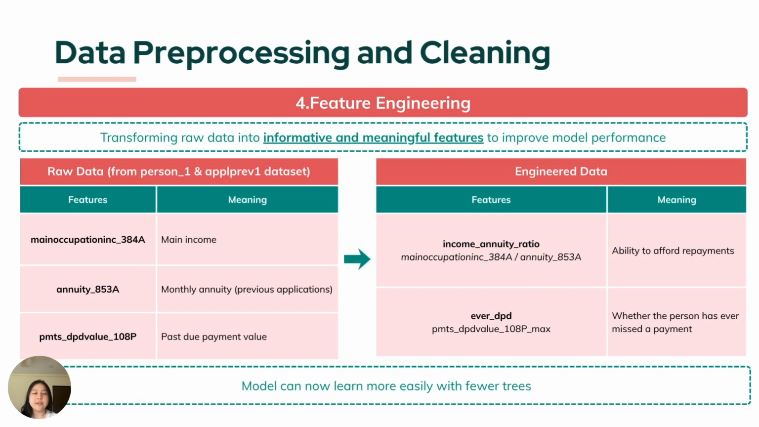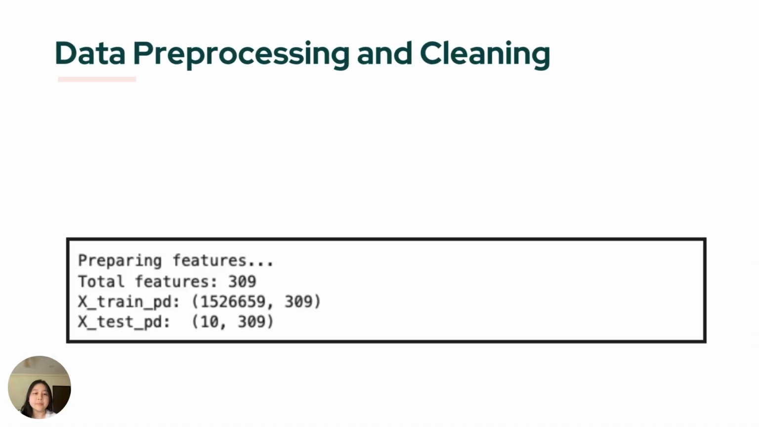We also engineered features from the person and applied previous datasets. We created the income to annuity ratio, which measures the applicant's ability to afford repayments. Additionally, we derive an ever DPD indicator to capture whether the applicant has ever missed a payment. All these engineered features are important because they directly reflect repayment capability as well as borrowers' past behavior, which are all strong predictors of default risk. Overall, all these aim to help reduce noise and allow the model to learn more efficiently.